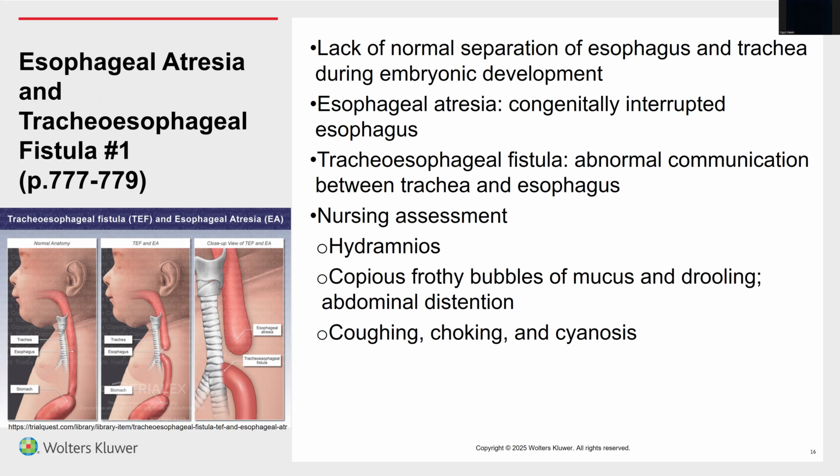Nursing assessment: one of the major risk factors we find in pregnancy is hydramnios. On assessment, our babies can have copious, frothy bubbling of mucus and drooling and abdominal distension. They will oftentimes have coughing and choking episodes and cyanosis, especially with their feedings.